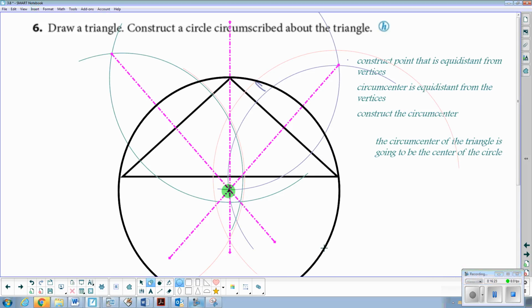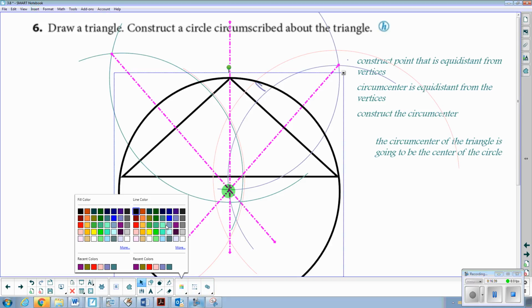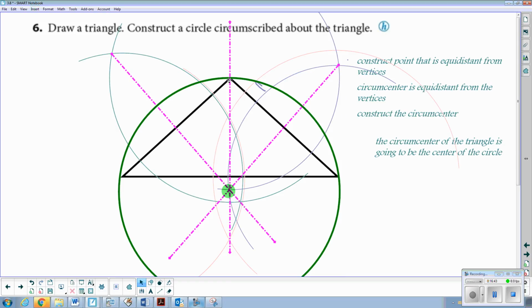To construct a circle that is circumscribed about the triangle. So here's my circle. This circle, if you look at it, it touches each of the vertices of the triangle exactly 1 time. Okay, this vertex exactly once, this vertex exactly once, and this vertex exactly once.